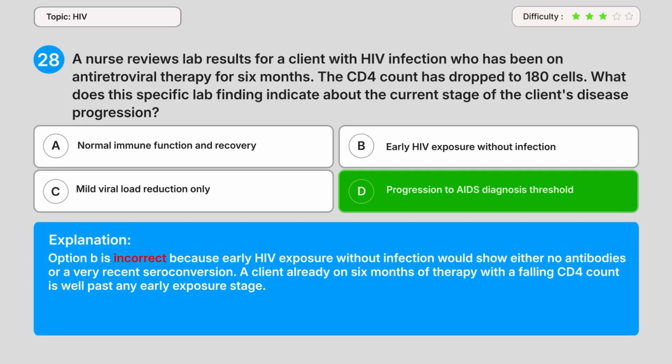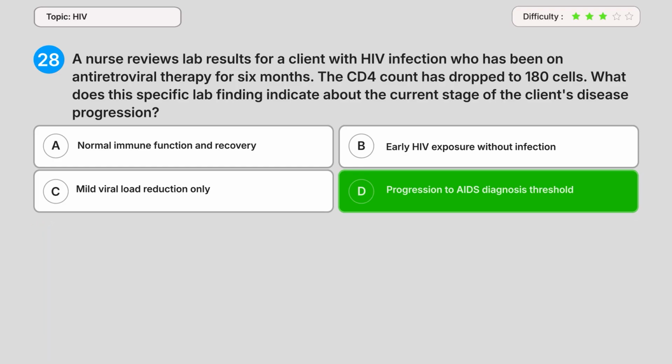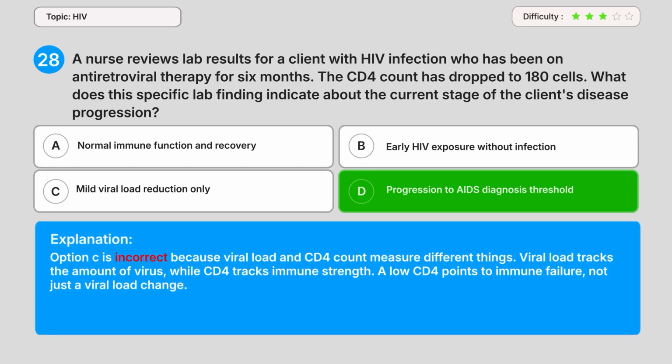Option B is incorrect because early HIV exposure without infection would show either no antibodies or a very recent seroconversion. A client already on 6 months of therapy with a falling CD4 count is well past any early exposure stage. Option C is incorrect because viral load and CD4 count measure different things. Viral load tracks the amount of virus, while CD4 tracks immune strength. A low CD4 points to immune failure, not just a viral load change.